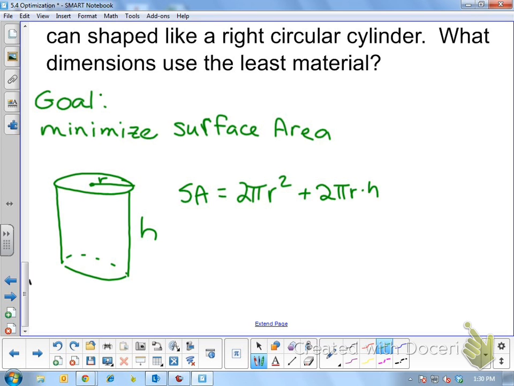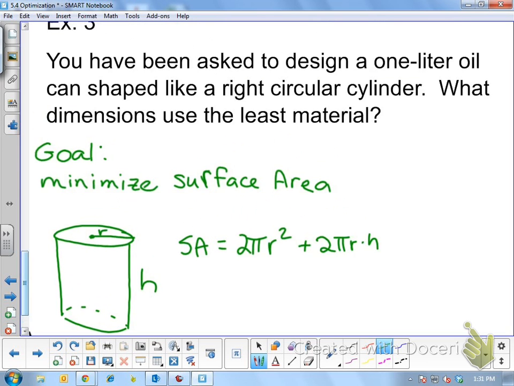So what's wrong with this equation? Why can't I just go minimize it right now? Two variables. Okay, what two variables? R and H. Somehow I need to get rid of R, or I need to get rid of H. So we need to go back to the question and see, is there any other information given that can help us come up with a second equation? So what other information did they give us that might help?